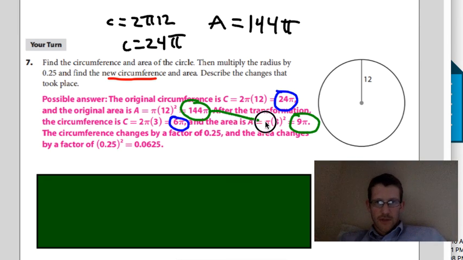Again, you should be able to just do these jumps without having to do all the calculations of everything in between. Okay, good luck.